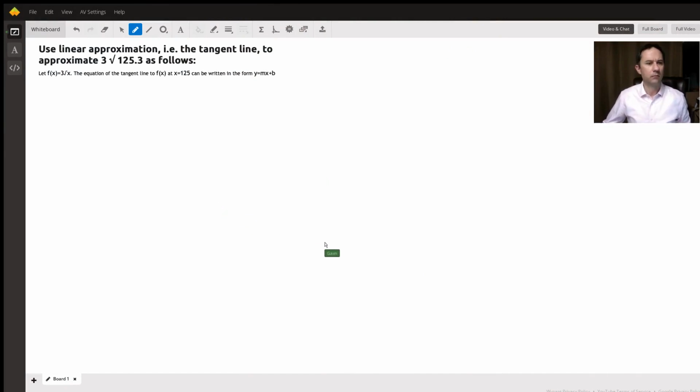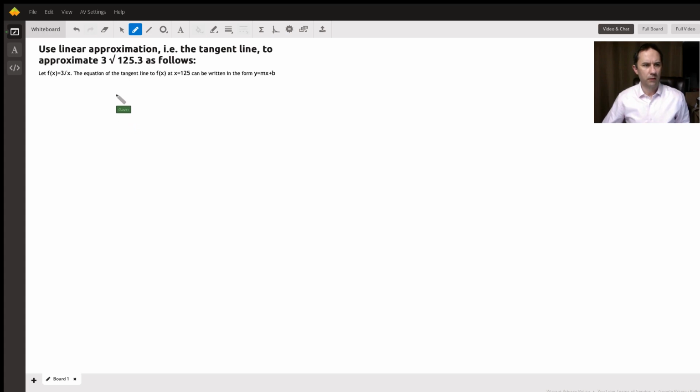Okay, my name is Gavin and I'm one of the Wyzant tutors, and we have a problem here, which is to use a linear approximation using the tangent line to approximate the cube root of 125.3. And to do that, they're suggesting to find the tangent line to the function f of x equals the cube root of x at the point where x equals 125.